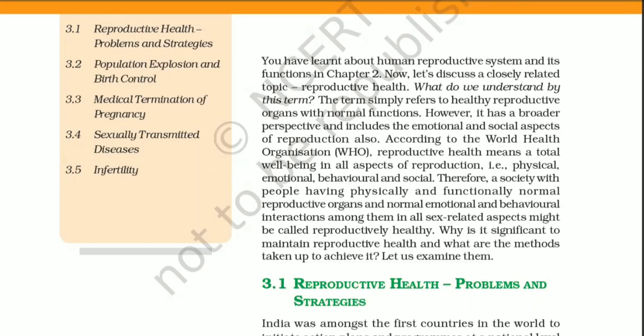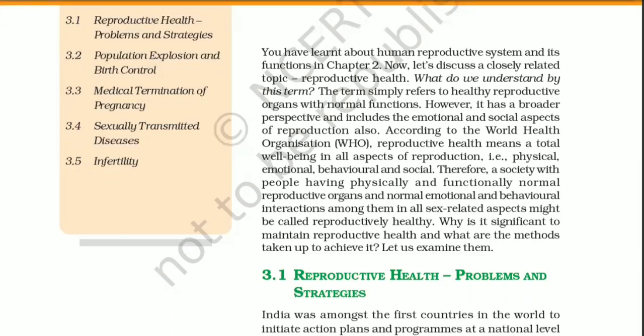The term simply refers to healthy reproductive organs with normal functions. However, it has a broader perspective and includes the emotional and social aspects of reproduction also. According to the World Health Organization, reproductive health means a total well-being in all aspects of reproduction, that is, physical, emotional, behavioral, and social.